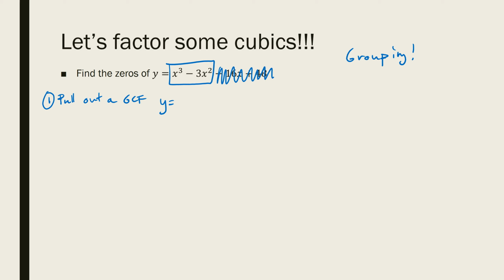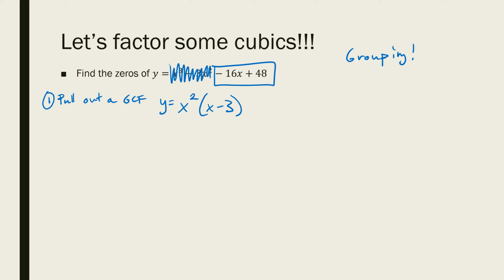So look at these 2 terms. What's the GCF? It looks like they have x squared in common. So I'm going to pull out an x squared, and that leaves me with x minus 3. All right? Great. Now we're going to do the same thing with these last 2 terms, and we're going to ignore the first 2 terms. So let's see, the GCF here I believe is 16, and let's actually pull out a negative 16, and you'll see why in just a second.